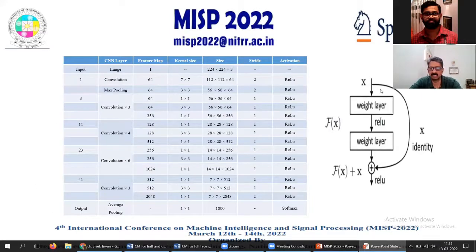This is the structure of the ResNet, wherein you see there's a shortcut connection, and this is the basic structure. It has 50 layers, which consist of max pooling, convolution, batch normalization, ReLU, and so on. And the final layer is, of course, the softmax layer.